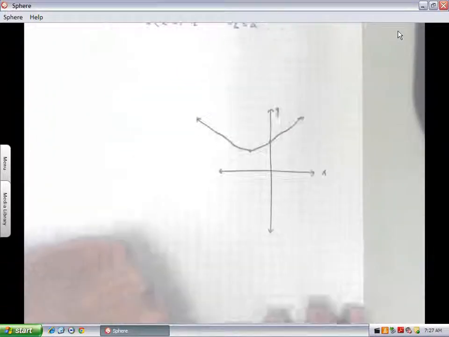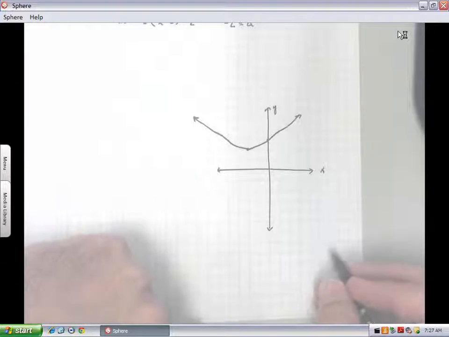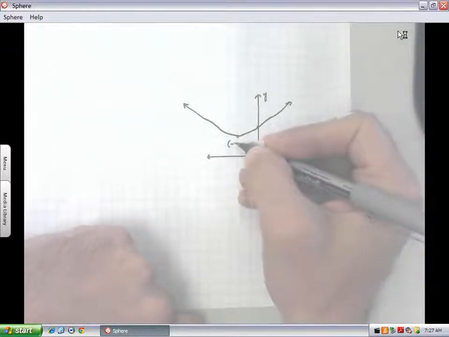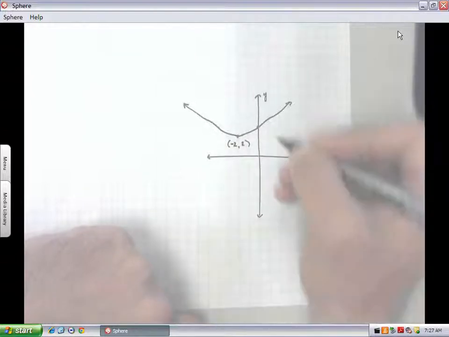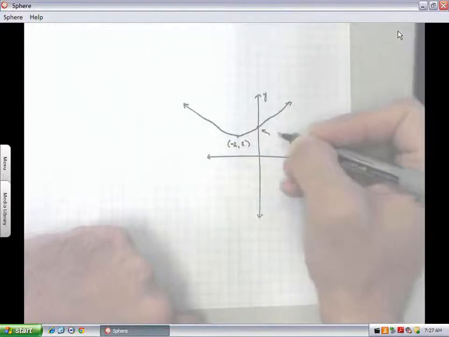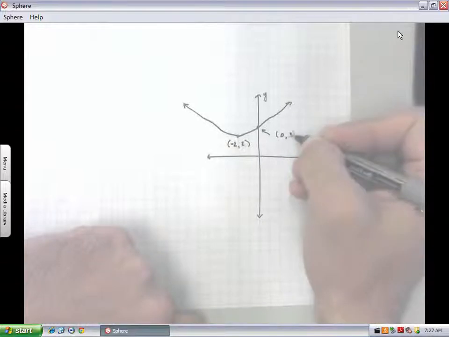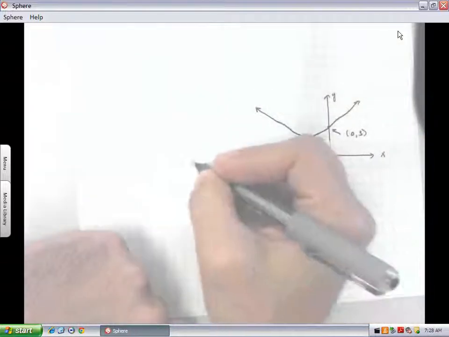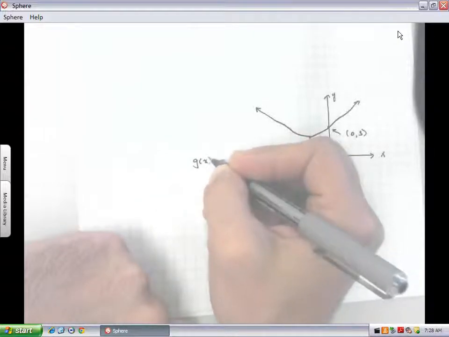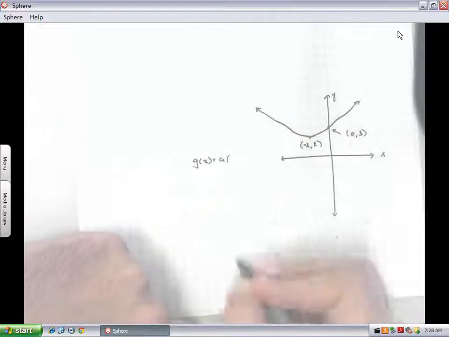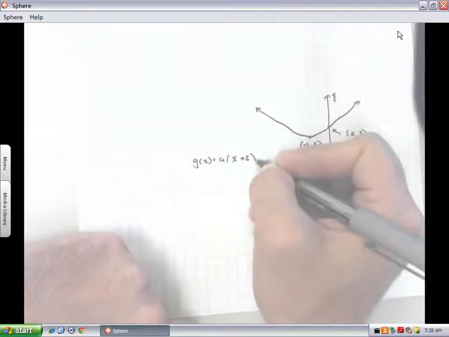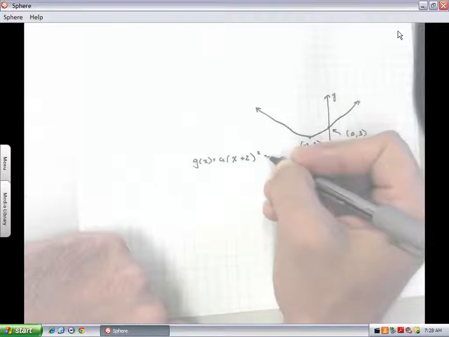So let's try that again. Again, I'm going to find the vertex of my parabola, (negative 2, 2), and I'm going to find an additional point. In this case, the additional point is (0, 3). I'm going to start with the vertex form. So we'll call this one g(x) equals a times (x plus 2) squared plus 2.